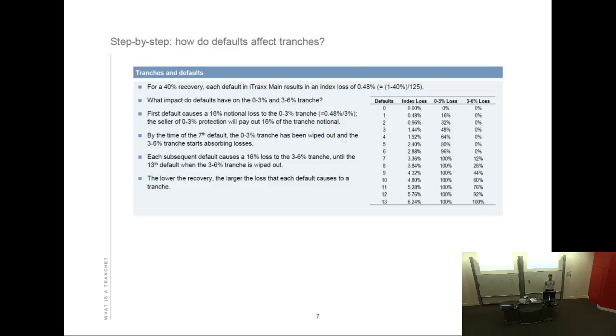Which means that if there's a default with 40% recovery, the buyer of protection on the equity tranche will receive 16% of the tranche notional he traded from the seller of protection. Okay, so a very substantial amount, just after one name. And now, on the other hand, the 3 to 6% tranche, there's no exchange of cash flows yet.